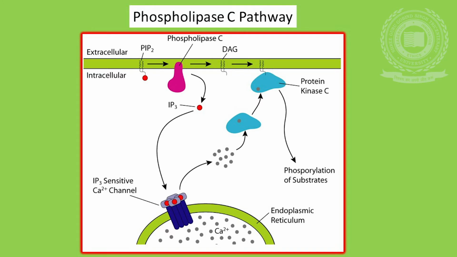In the phospholipase C pathway, when the agonist binds with the receptor, it activates a Gq protein. Activated Gq protein then activates the enzyme phospholipase C. This enzyme catalyzes the cleavage of phosphatidylinositol bisphosphate into diacylglycerol and inositol triphosphate.